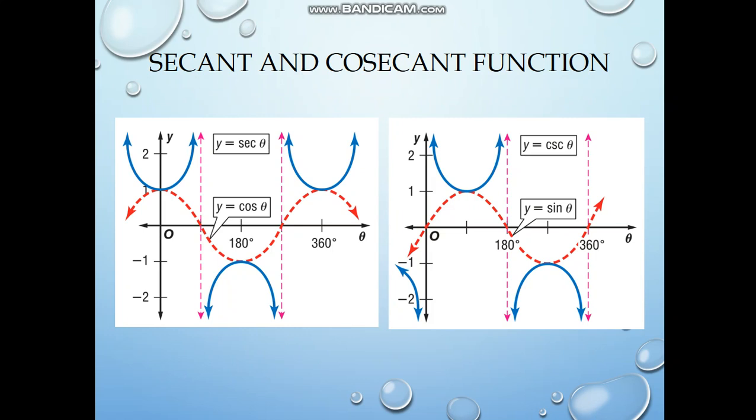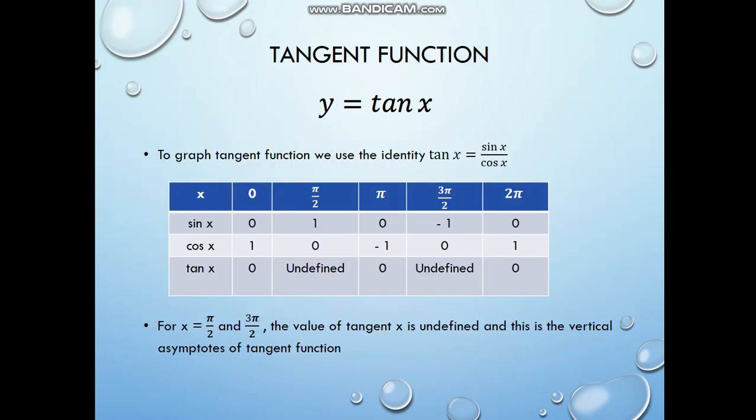Here is the graph of secant and cosecant. As you know, secant is 1 over cos and cosecant is 1 over sine. Okay, here I will not discuss this graph any further, just so you know about the graph of secant and cosecant. Graph of tangent function.